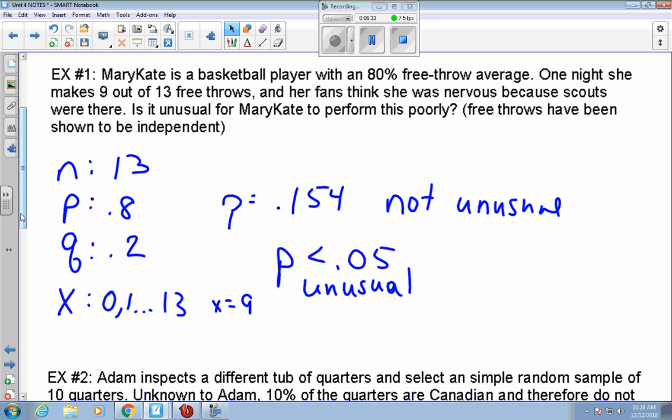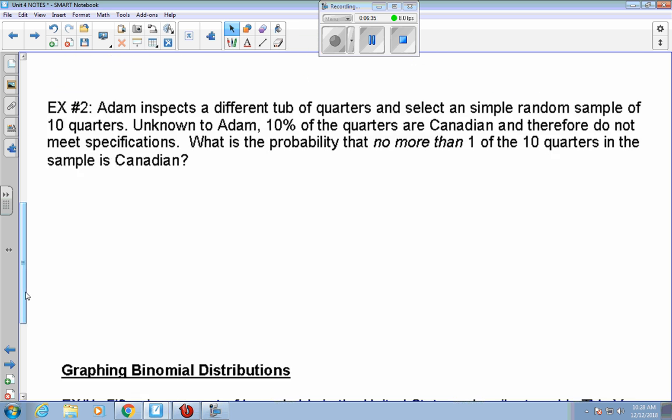Okay. Adam inspects a different tub of quarters, selects a random sample of 10 quarters. Unknown to Adam, 10% of the quarters are Canadian, therefore do not meet specifications. What is the probability that no more than one of the 10 quarters in the sample is Canadian? So identify again n, x, p, q. How many quarters are there? 10.